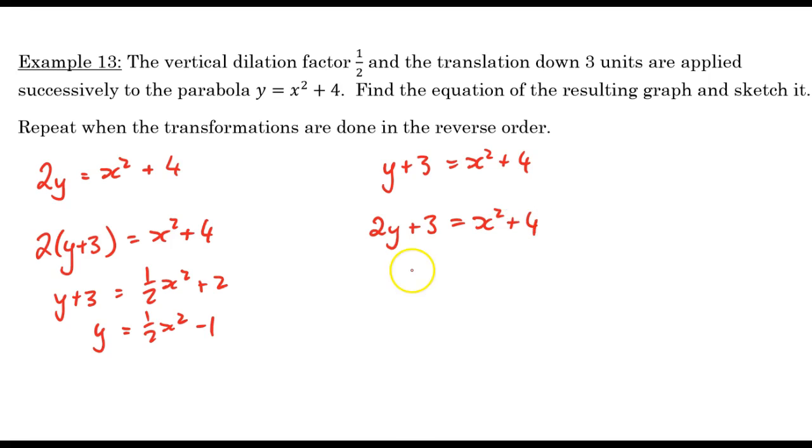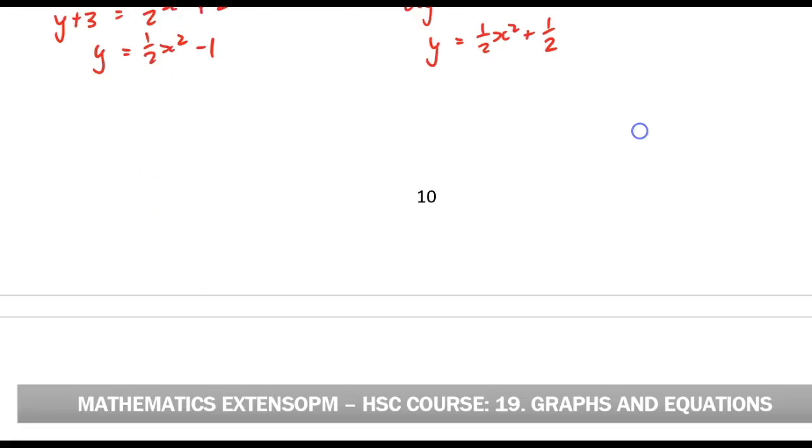And if I rearrange this to make it look a bit more familiar, 2y equals x squared plus 1, and y equals half x squared, plus a half. Okay, so you can see they are fairly different. They have a different y-intercept, depending on the order, because they're both vertical.